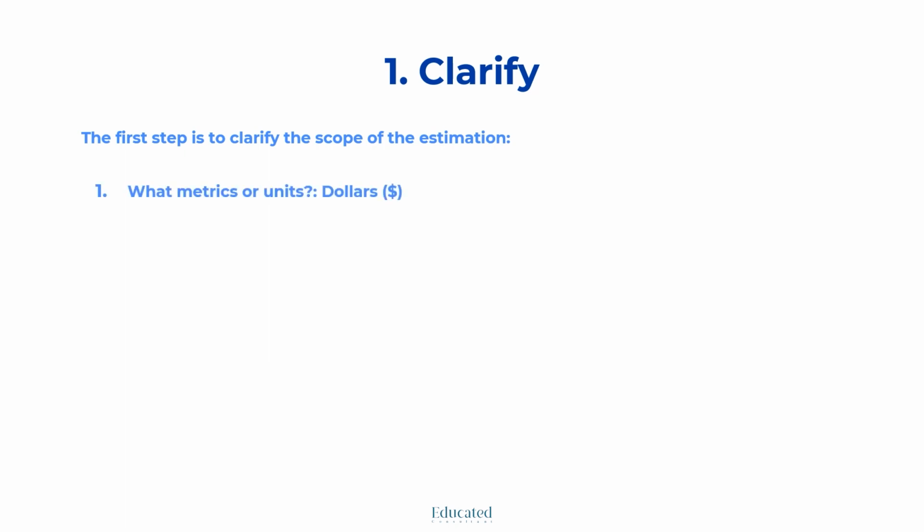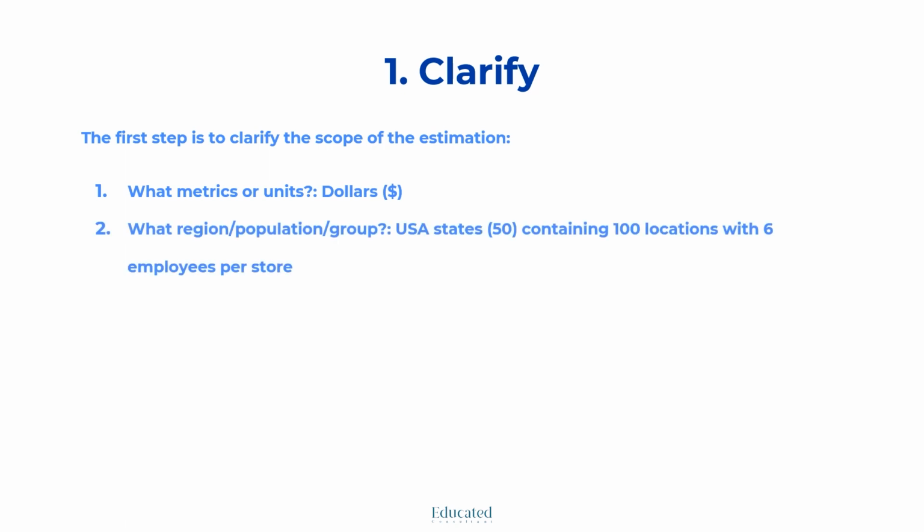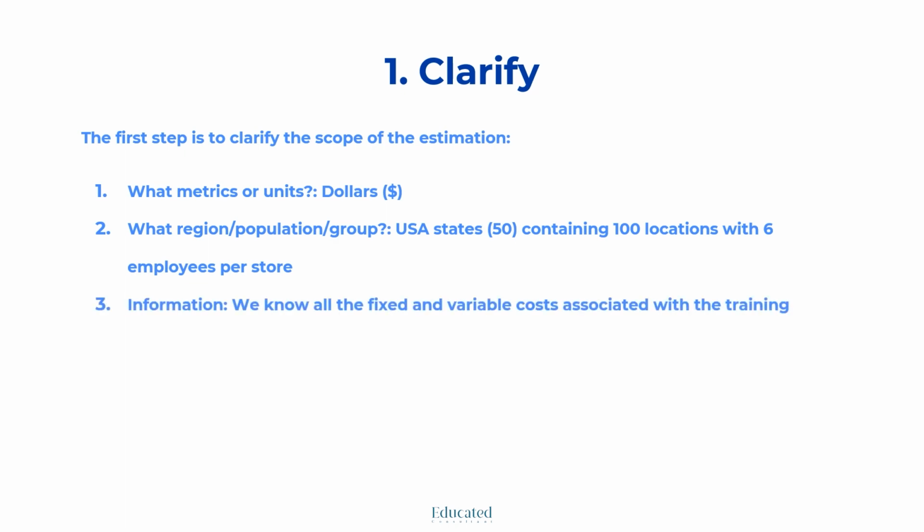The first step in our analysis is to understand the scope of the problem and ensure we have all the relevant data we require. This analysis will use 1. Dollars as the units, 2. 100 locations across 50 states with 6 employees per store, and 3. The information given in the analysis prompt regarding fixed and variable costs.